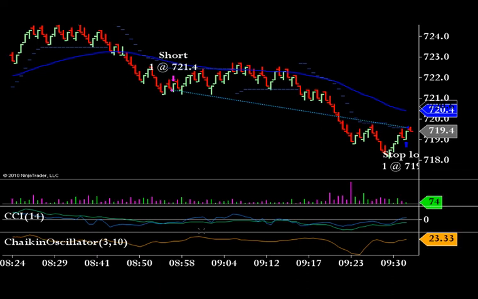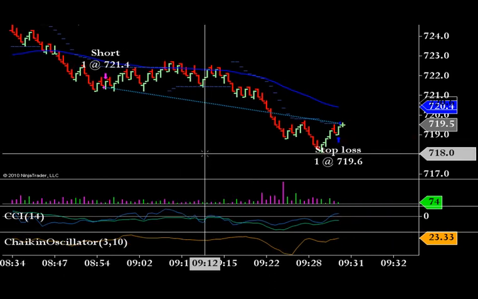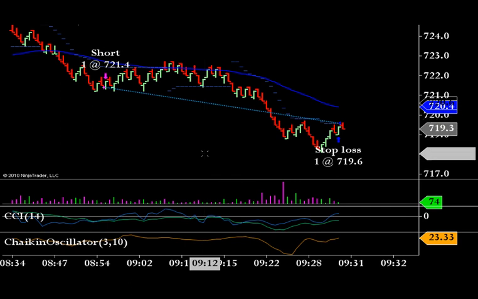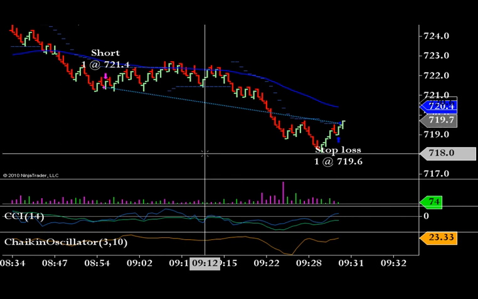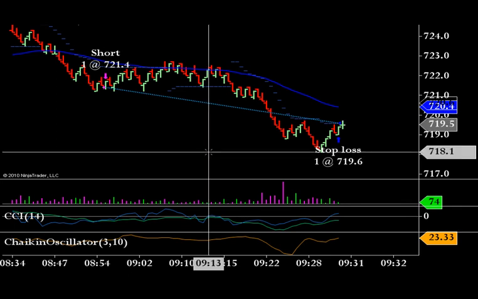Order filled. Alright, there we go. We exited the trade with a profit of, looks like, 1.8 points. Not a bad trade with a max potential of just over 3 points. Looks like about 3.2, 3.3.